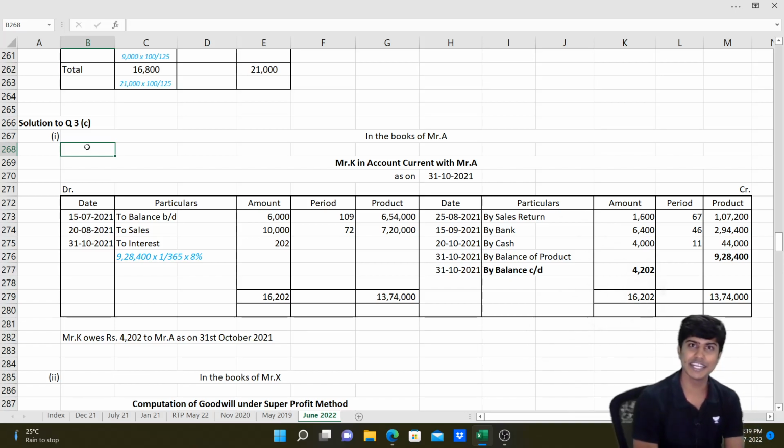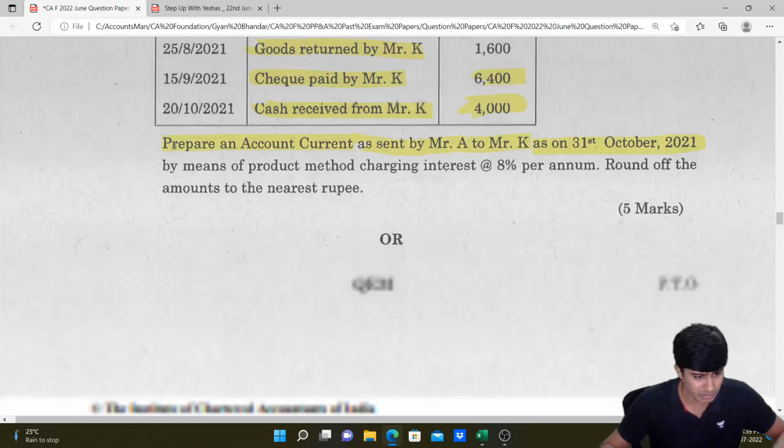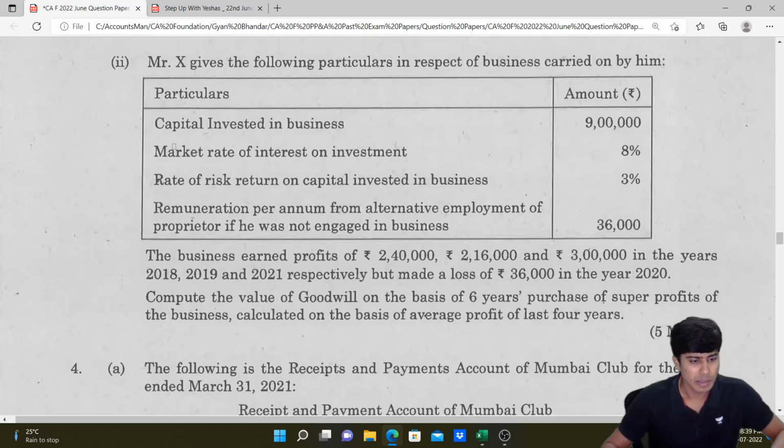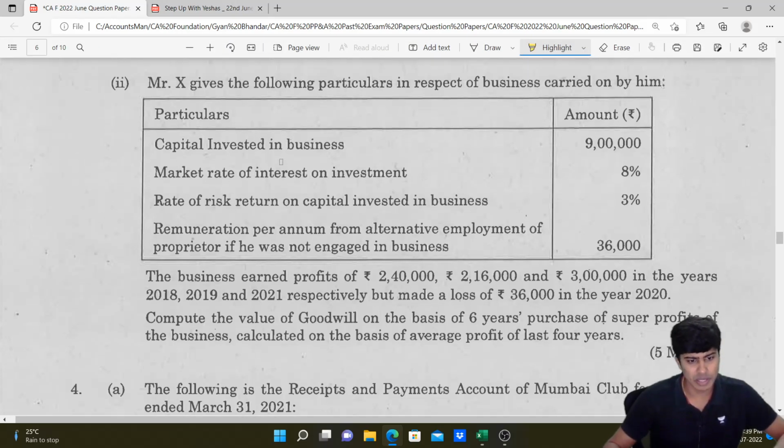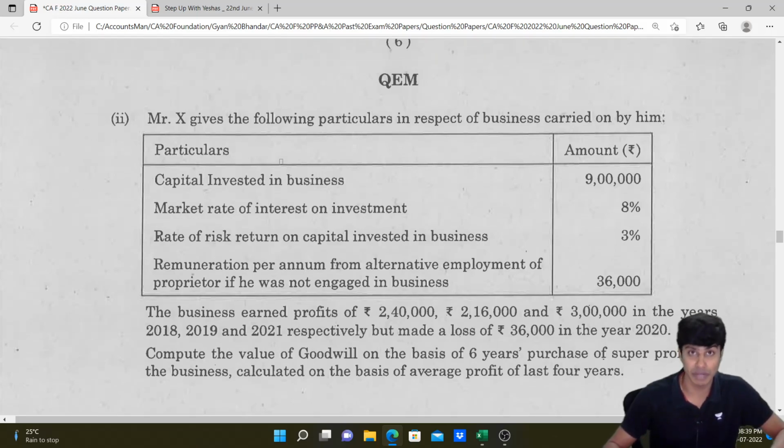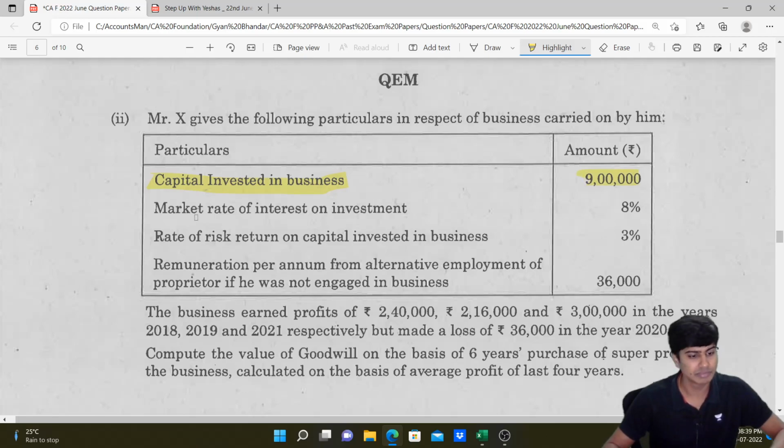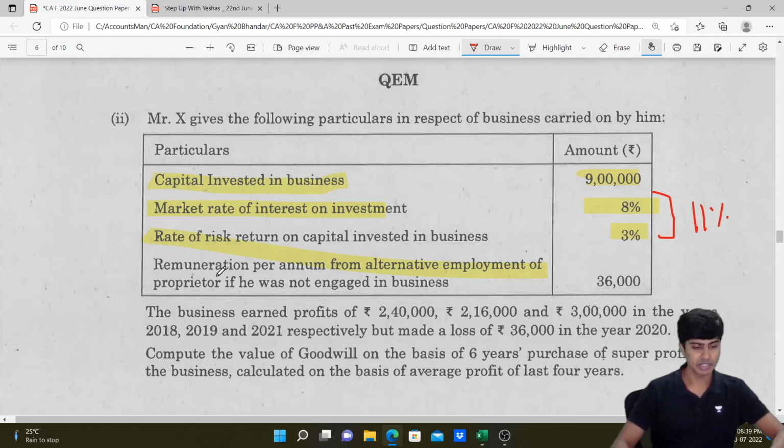So can we go to 3C2? Let's go to 3C2. What's there in 3C2? Mr. X gives the following particulars in respect of business carried on by him. Capital invested in business is 9 lakh. Market rate of interest is 8%. Risk rate of return is 3%. So normal rate will be 11, 8 plus 3. Normal rate of return will be 11%.